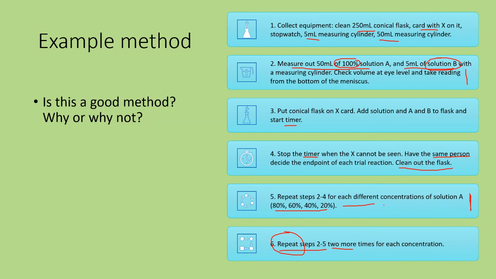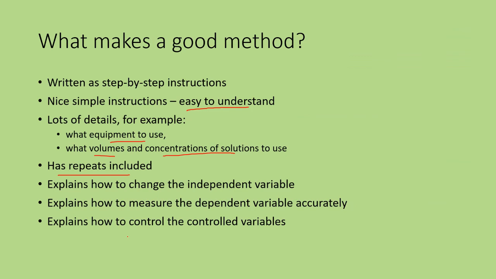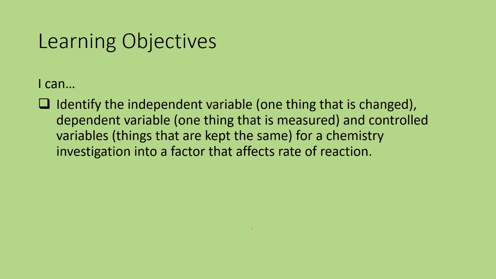So think about the things we want to keep the same, and include that in our method. We want to include how to change the independent variable, how to measure the dependent variable, and how to control the controlled variables. So this video has been about writing a method so that the independent variable, the dependent variable, and the things that stay the same are in your method.